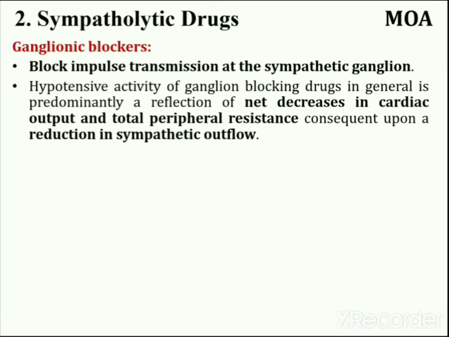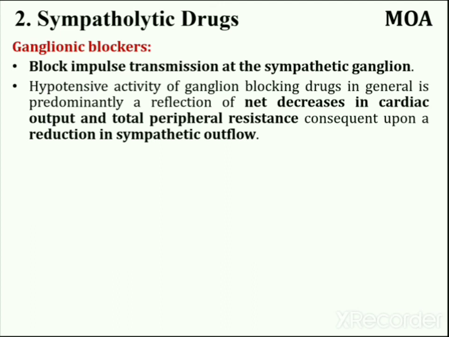Mode of action of ganglionic blockers. As the name suggests, they block impulse transmission at the sympathetic ganglia. However, ganglion blocking agents that selectively interfere with sympathetic transmission have not been developed. But the hypotensive activity of ganglion blocking drugs in general is predominantly a reflection of net decrease in cardiac output and total peripheral resistance consequent upon a reduction in sympathetic outflow.